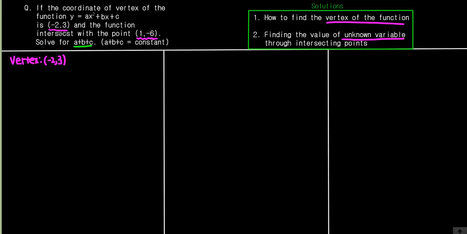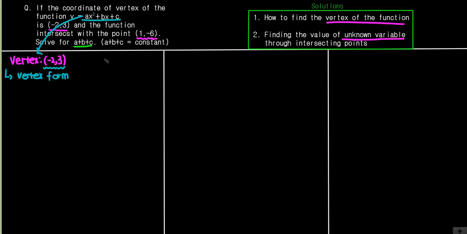Using these values, we can figure out the values of ax squared plus bx plus c. But at first, one thing we know is that from this function, we can't exactly know the value of the vertex. So what we need to do is convert this into a vertex form, which we also call a perfect square form. Let's think about the basic format of a vertex form in order to convert this.